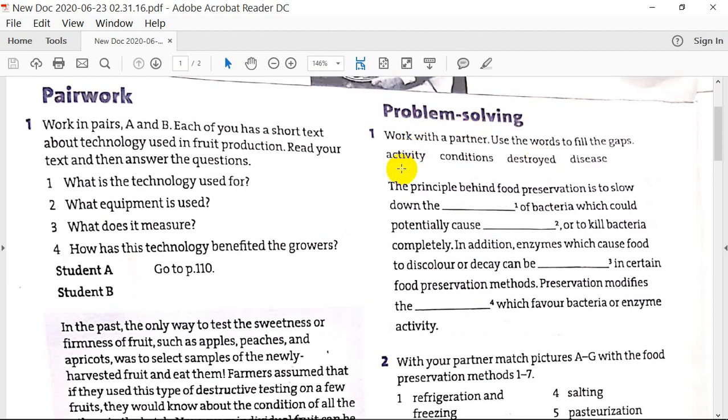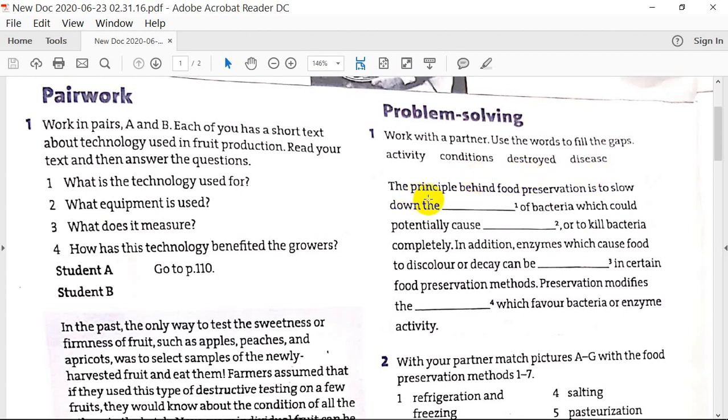Number 1, activity. The meaning here is activity. That means what? Something like an action or something that moves. You can say activity, نشاط. Conditions, حالات أو حال أو وضع أو شروط أحيانا, but it means here حالات أو وضع. Destroyed, something broken down or something that goes a bad way. Destroyed, يدمر أو يحطم. Disease, that means something bad like an illness, مرض أو أمراض.